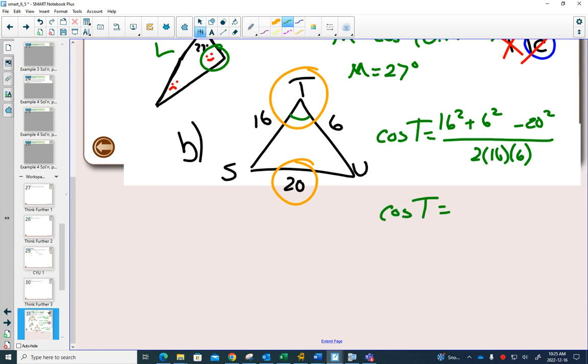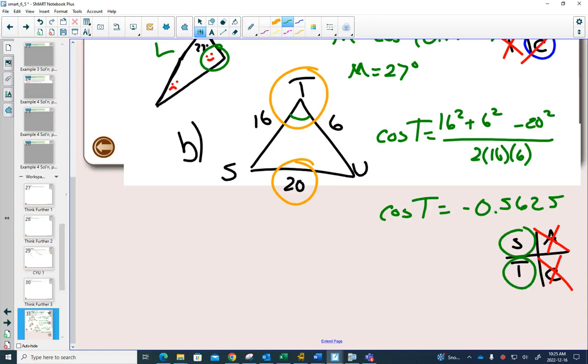Cos of T equals negative 0.5625. According to our CAST rule, if cos is negative, it's not in quadrant 1 and not in 4. It has to be in quadrants 2 and 3. However, quadrant 3 will be an issue.